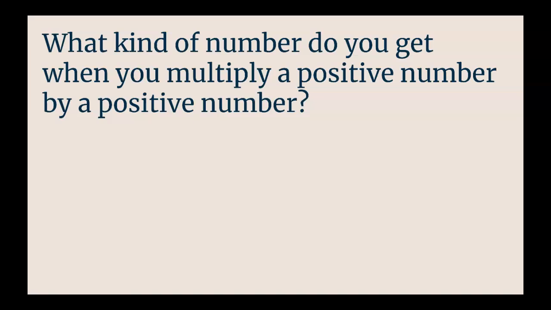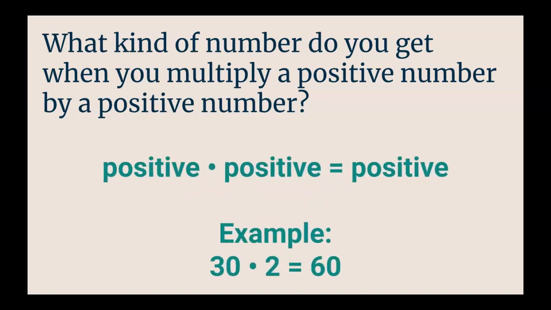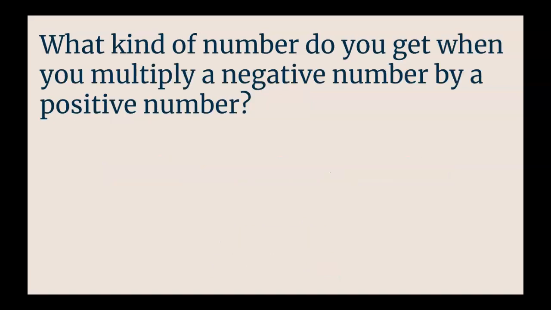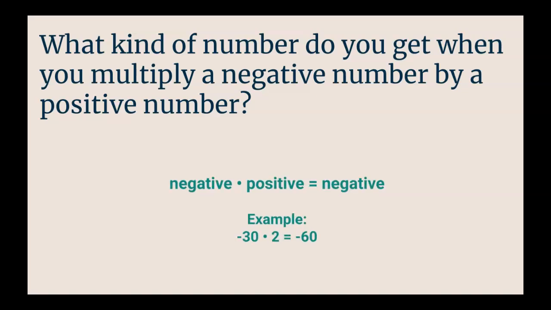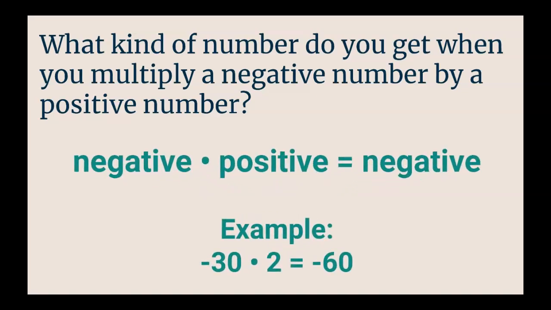All right, today we talked about this a little bit, and you've known this since elementary school, but what kind of number do you get when you multiply a positive by a positive? You always get a positive. Positive times a positive equals a positive. Or for example, 30 times 2 equals 60. This might be new. What kind of number do you get when you multiply a negative number by a positive number? Well, you get a negative number. A negative times a positive is always a negative. If you have -30 times 2, you're going to get -60.